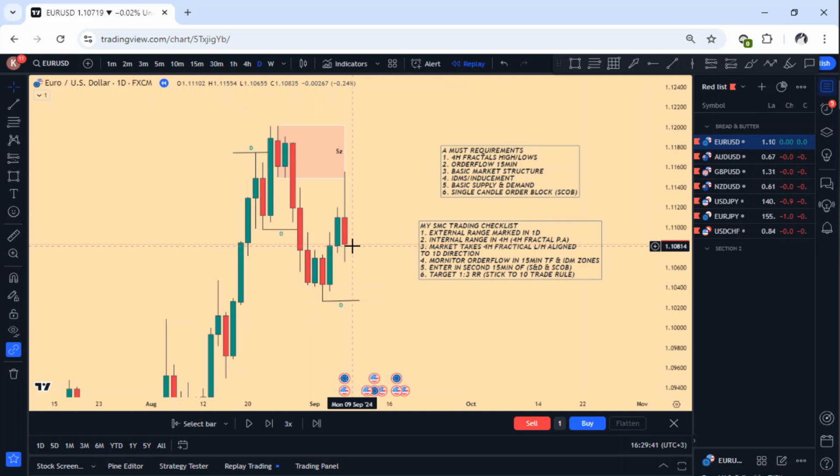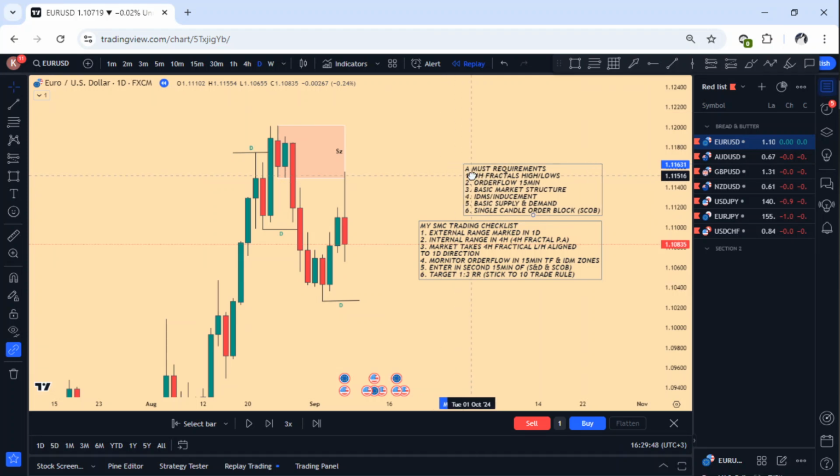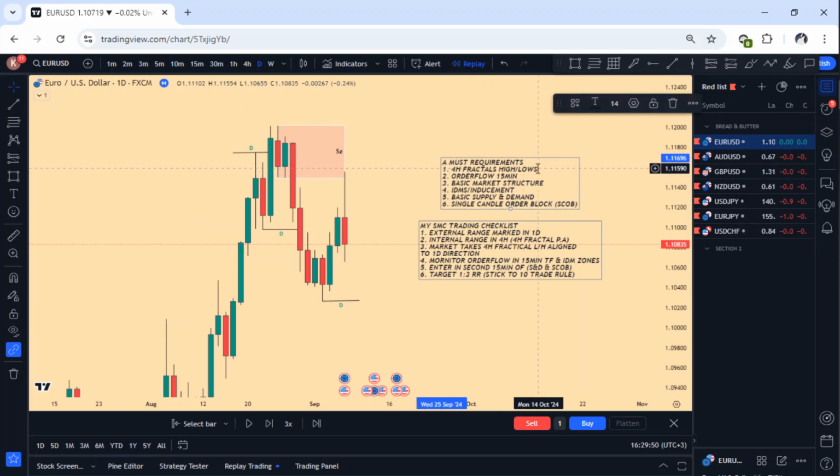What you will note here is that this trading style is very simple. You need to know how to study fractals, 4-hour fractal highs and lows, and if you know even 15 minutes, it is an added advantage. Again, you need to know 15-minute order flow. You also need to know basic market structure like the one you just saw here, and then you need to know inducements and IDMs. Then you need to know basic supply and demand, and lastly you need to know single candle order block for entry.